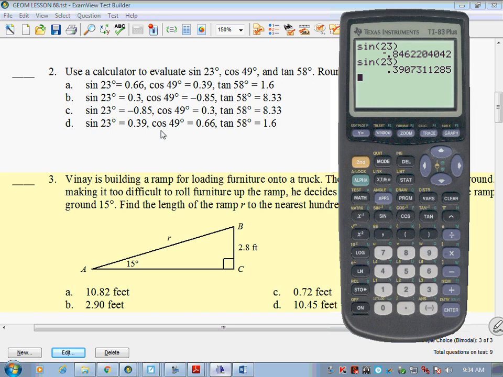Okay, and since we're rounding to the nearest hundredth, we should get 0.66, right? I want you plugging this in your calculator so that you're seeing how these numbers come out. You are familiarizing yourself with it. Everybody able to do that? What is tangent 58?